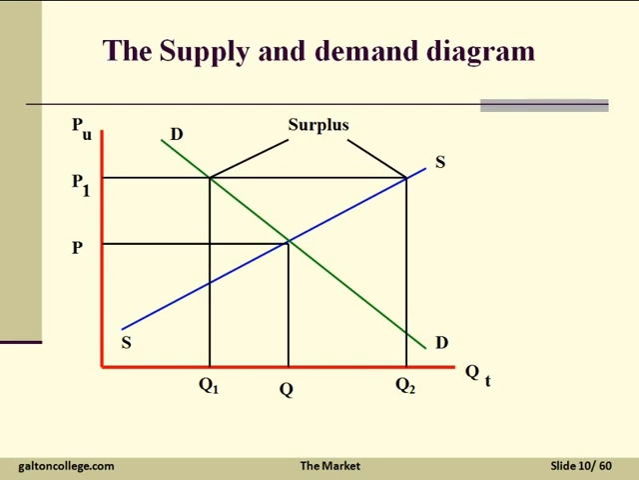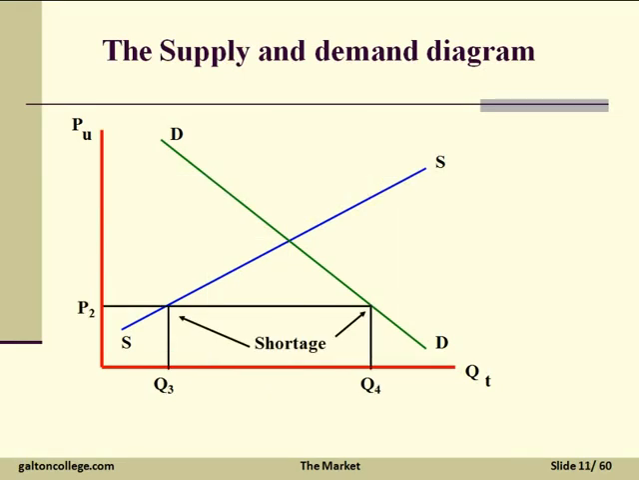We can do exactly the same thing for a price of P2 where there's a shortage. In this case the demand is greater than the supply. At P2 the consumers want a lot of this good and the suppliers are only supplying a small amount. It's not very profitable, so the suppliers are only supplying, let's say, Q3, whereas the demand is Q4. The difference between the two is the shortage.